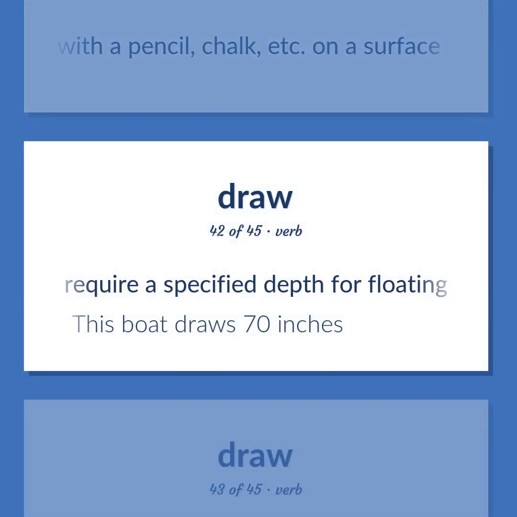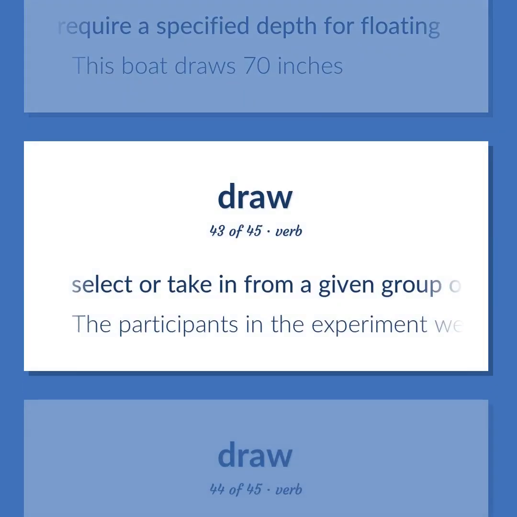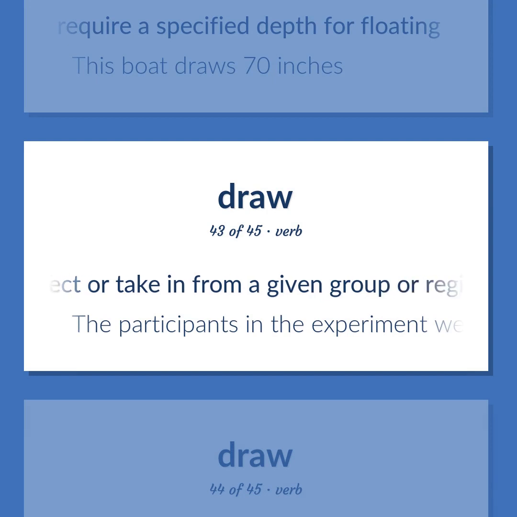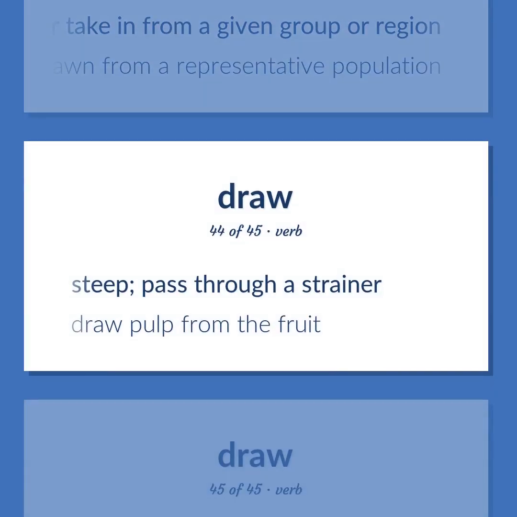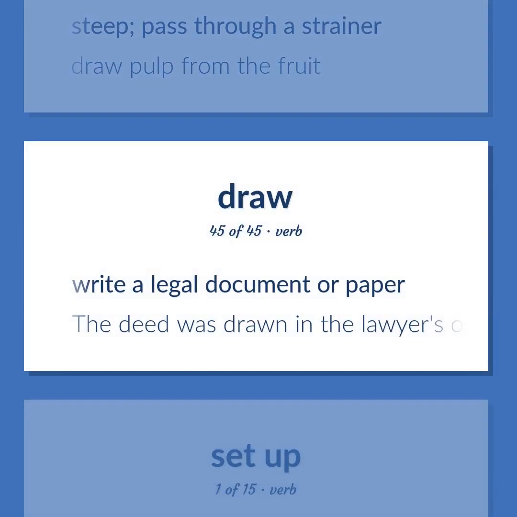Require a specified depth for floating. This boat draws 70 inches. Select or take in from a given group or region. The participants in the experiment were drawn from a representative population. Steep. Pass through a strainer. Draw pulp from the fruit. Write a legal document or paper. The deed was drawn in the lawyer's office.